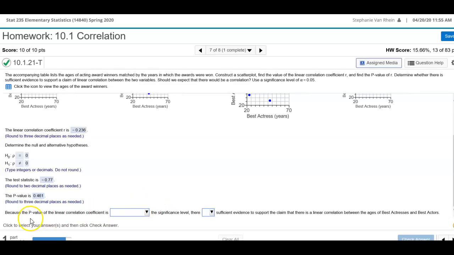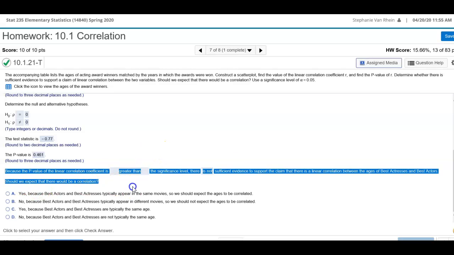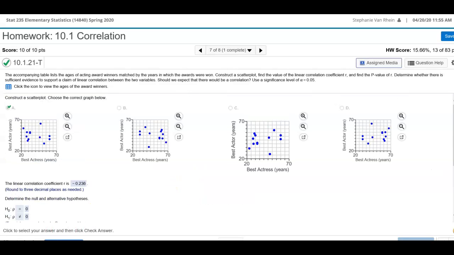So then the rest is saying, okay, the p-value of the linear correlation coefficient, which has to do with the slope, is greater than the significance level, right? So this is going to be greater than, so there is not significant evidence to make this claim. And then you can read why you would expect there to be a correlation, yes or no, and answer it there. So hopefully this video helped. If you have any other questions, please let me know.